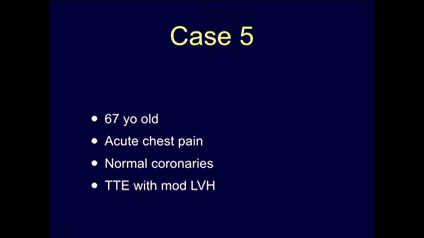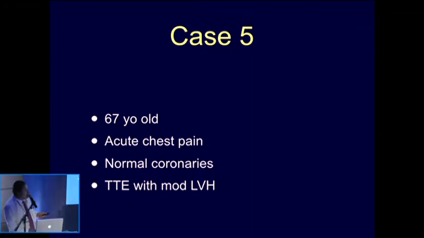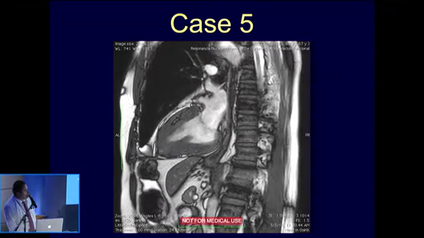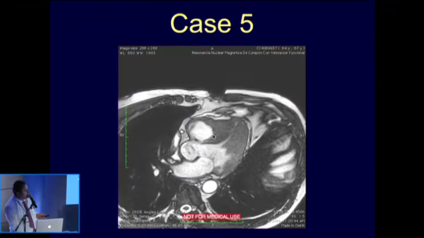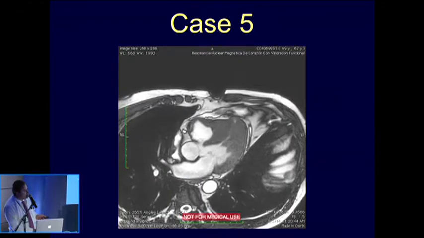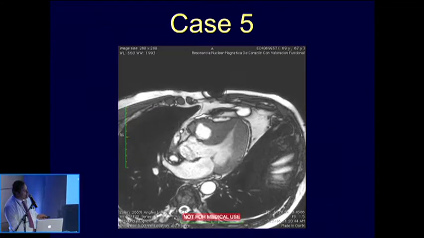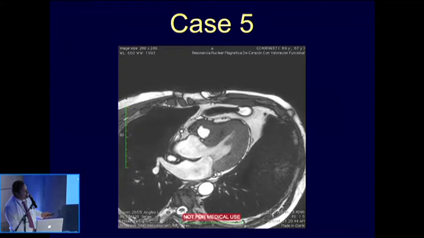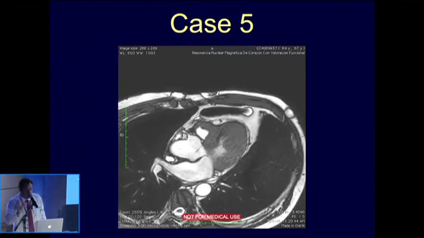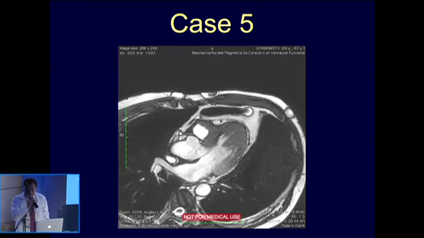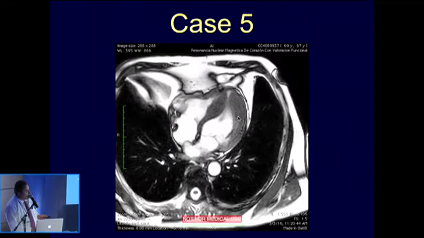The next patient, 67 years old, chest pain, normal coronaries, once again normal reference ratio. This ventricle definitely is thickened. This is the three-chamber apical view, but the thickness of this ventricle is not uniform. The inferolateral wall may be normal, but in the middle third and in the apex, it's markedly hypertrophic. So this is not a typical hypertrophy of high blood pressure. It's rather a different condition.